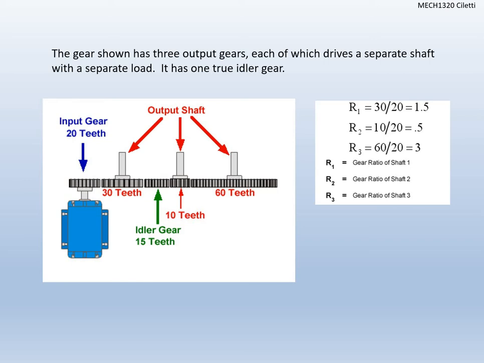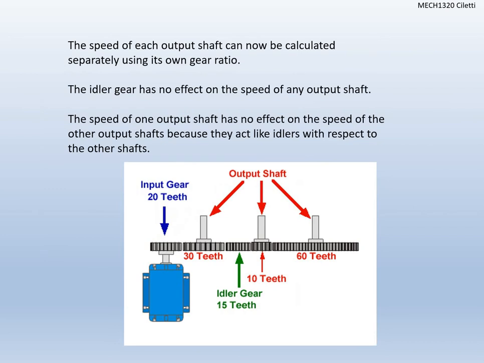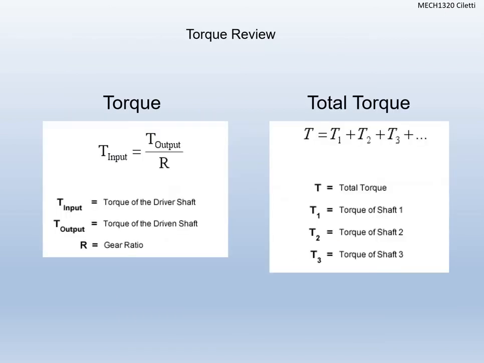Our idler gear has 15 teeth, but that one doesn't matter because idler gears are not affecting our ratio. So the speed of each output shaft can now be calculated separately using each individual gear ratio that we did in the last slide, whether it's 60/20, 30/20, or 10/20. The idler gear is not having any effect on the system.